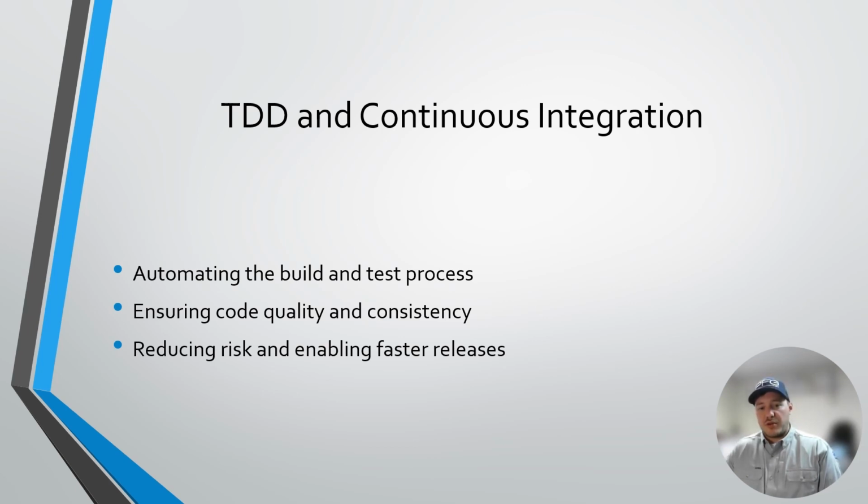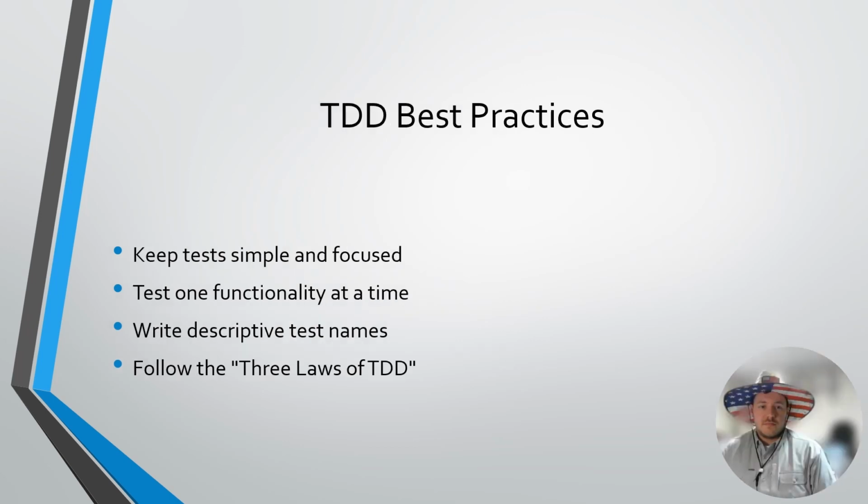To maximize the benefits of test-driven development, it is important to follow the best practices, such as keeping tests simple and focused, testing one functionality at a time, writing descriptive test names, and adhering to the 3 laws of test-driven development. Simple, focused tests are easier to maintain and understand, while testing one functionality at a time ensures that each test is independent and can be run in isolation. Descriptive test names make it easier for developers to understand the purpose of each test and the functionality it covers.